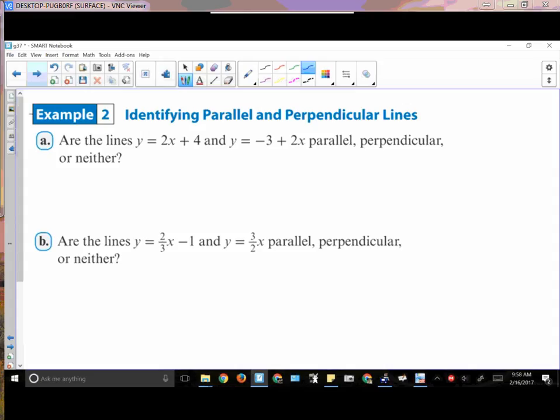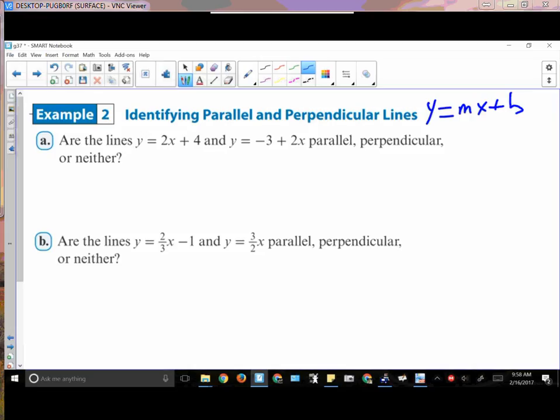Now, we need to be able to identify parallel and perpendicular lines. What we want to do is make sure the equation is in the following form. y = mx + b, slope-intercept form. If we have it in that form, we know exactly what the slope is. The slope is going to be m.